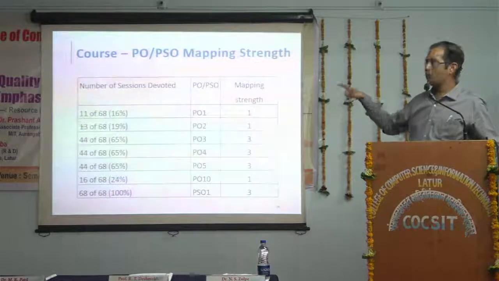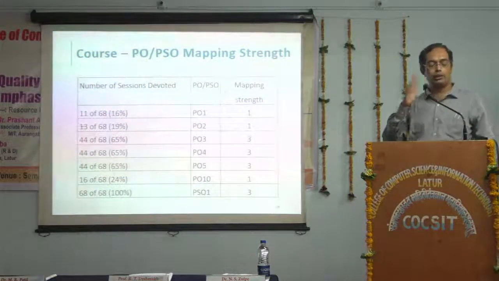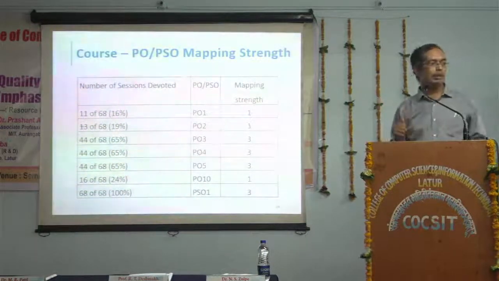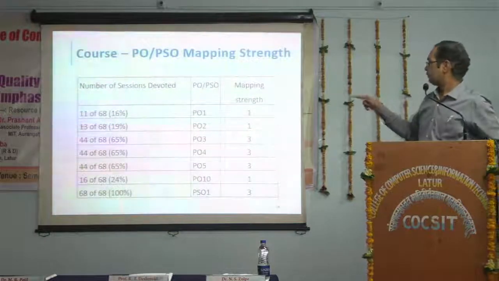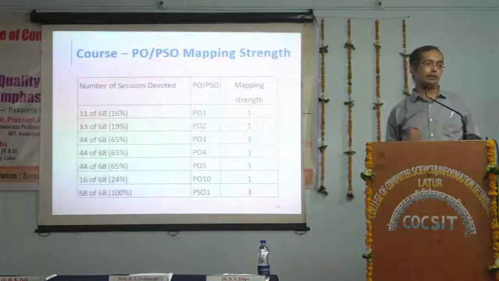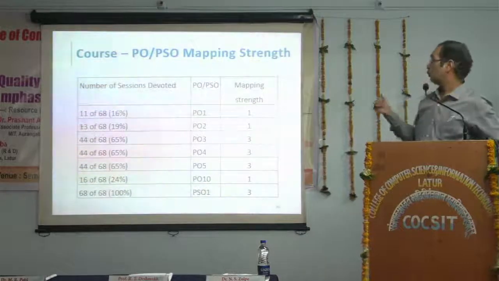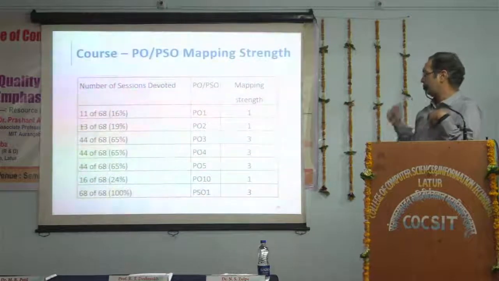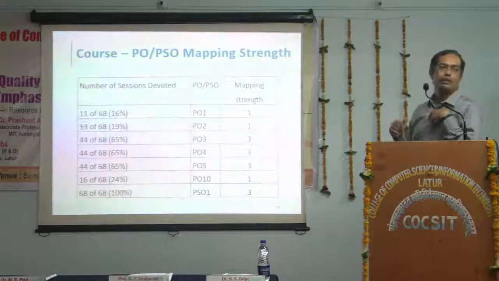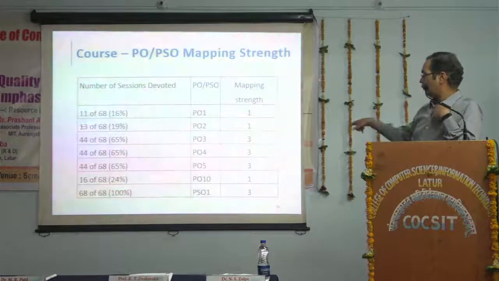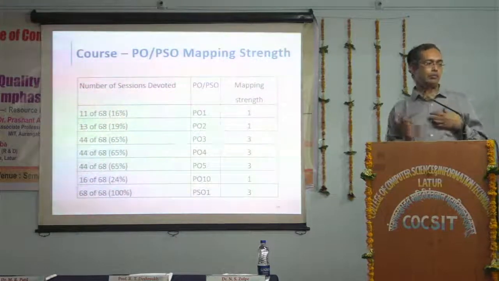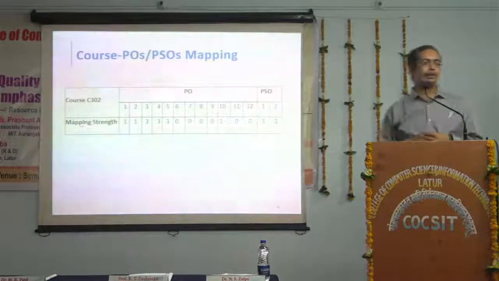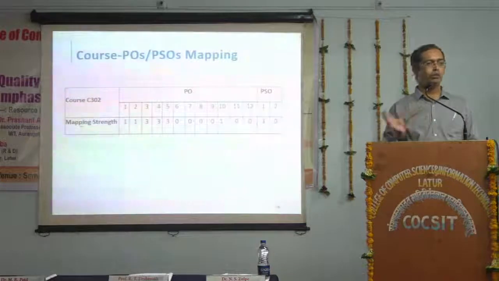For PO2 I am using 13 sessions, your theory plus lab sessions, so it accounts to 19%, so the level is 1. For the third, I am using 44 sessions to address PO number 3, so the mapping strength is 3. The last one is 100%, for PSO1, so the mapping strength is 3. This is how I decide the mapping strength. This is called PO or PSO mapping.